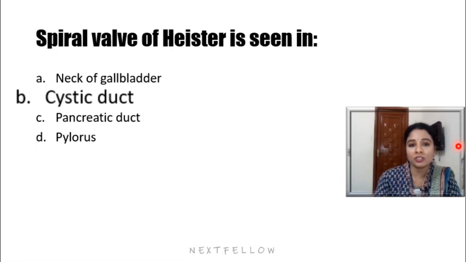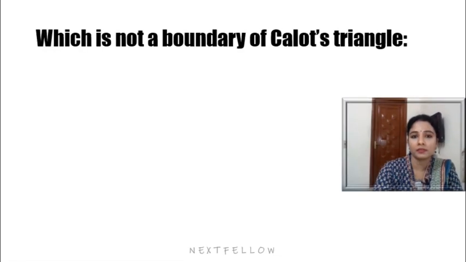It is not a true valve, but it is permanent, and it narrows the lumen of the cystic duct at the terminal end. When the duct is distended, the spaces between the folds get dilated, making the folds more obvious. Next question: which is not a boundary of Calot's triangle?